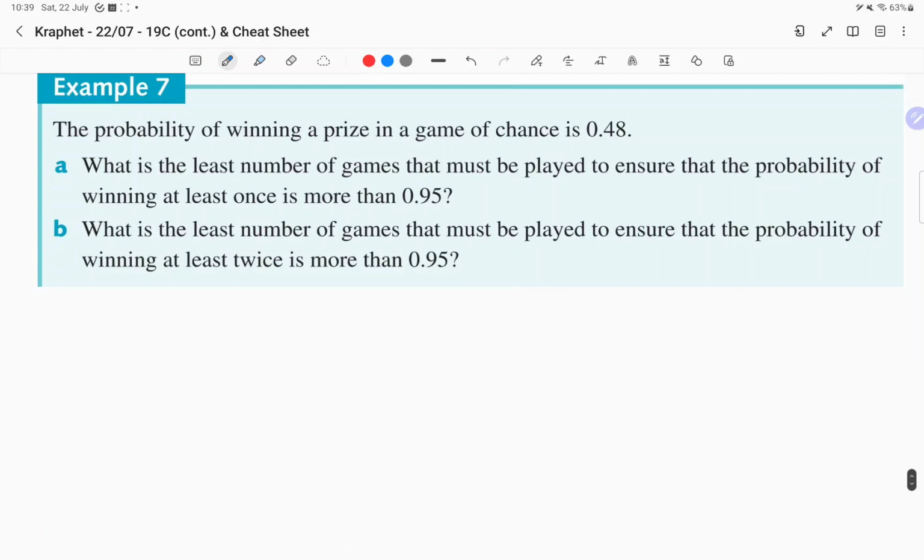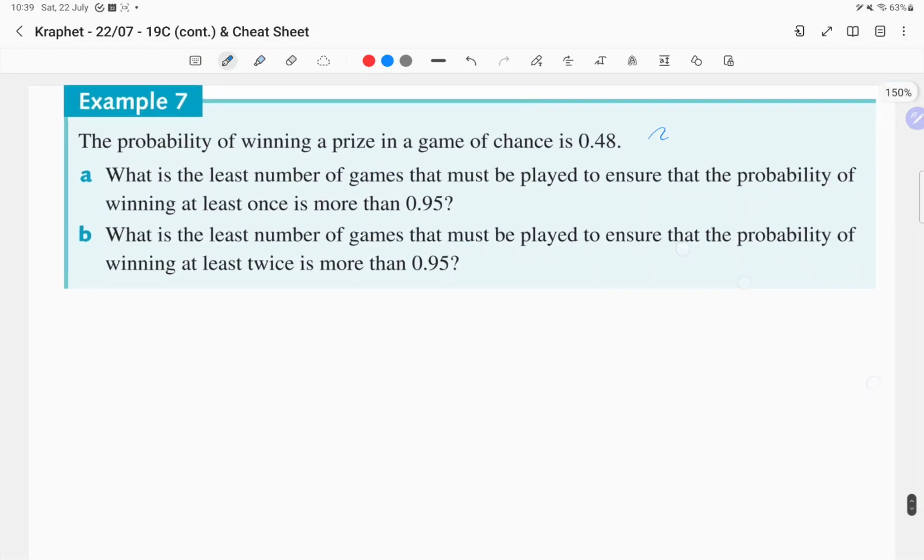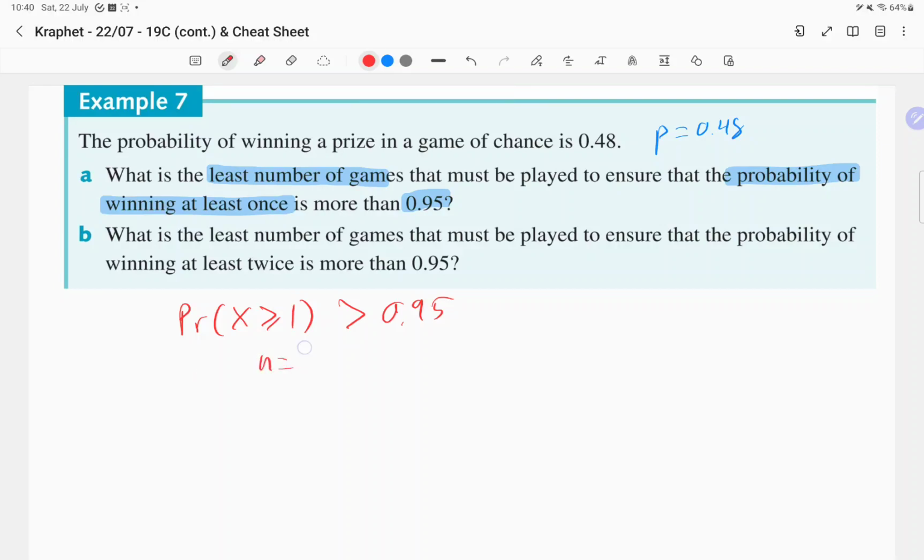All right, the probability of winning a prize in the game is 0.48, so we know the p-value is 0.48, but we don't know the number of games. Now they ask, what is the least number of games that must be played to ensure the probability of winning at least once is more than 0.95? Okay, so basically when you see this question, the idea is that you don't have the number of games, but you want probability of x is at least more than or equal to 1. At least 1 is more than 0.95. You actually find what is the number of games that's needed.